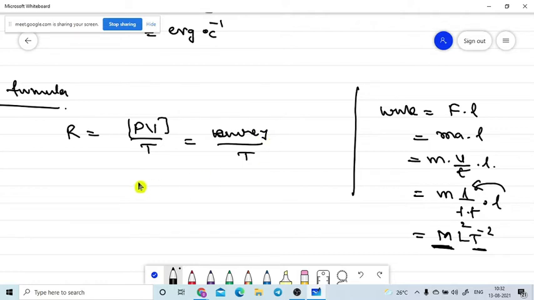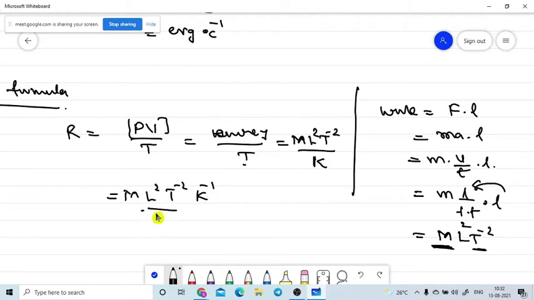Then this dimension formula is equal to M L square T power minus 2 divided by temperature. In SI, the temperature unit is Kelvin, so the dimensional formula is K. So that is equal to M L square T power minus 2 K power minus 1. This is the dimensional formula for this one.